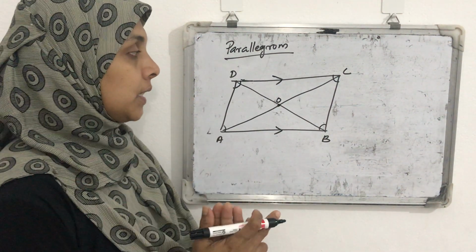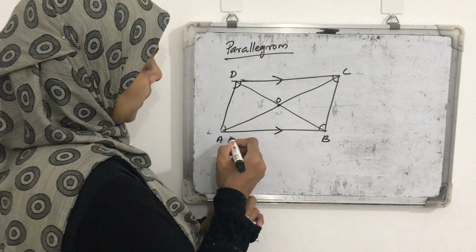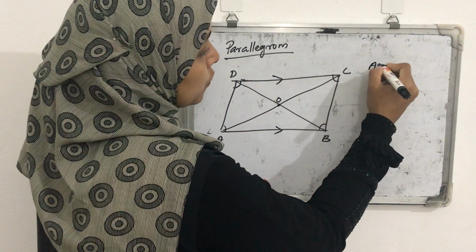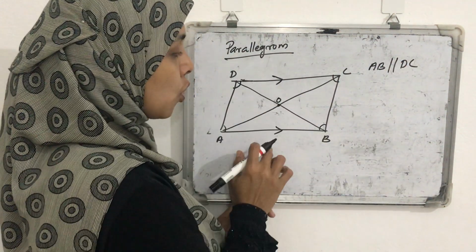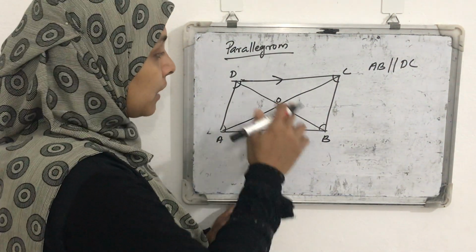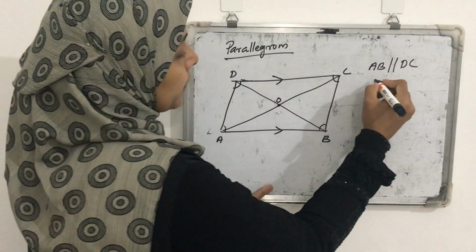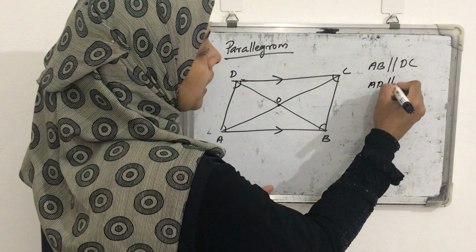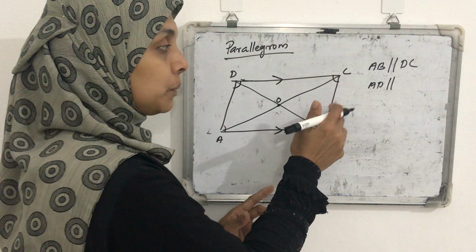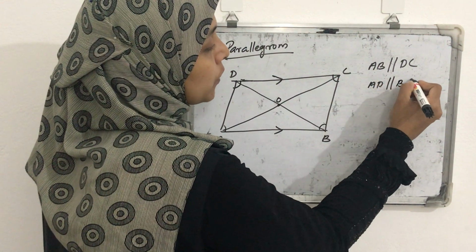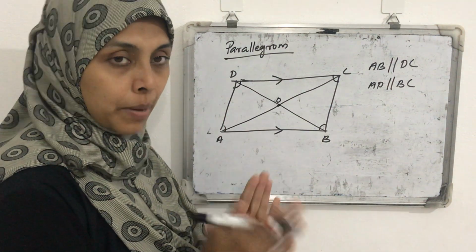Now when we discuss the properties of a parallelogram, first, AB is parallel to what? The opposite side of AB will be DC. So AB will be parallel to DC. And AD will be parallel to which side? What is the opposite side of AD? That is BC. So AD is parallel to BC. That is the first property: opposite sides are parallel.